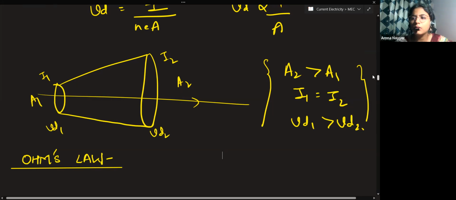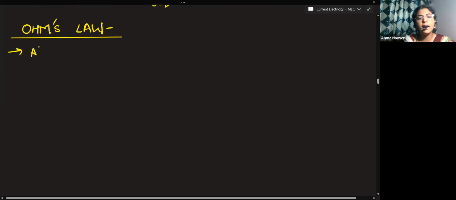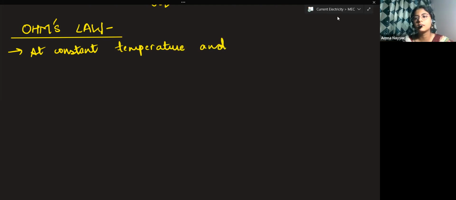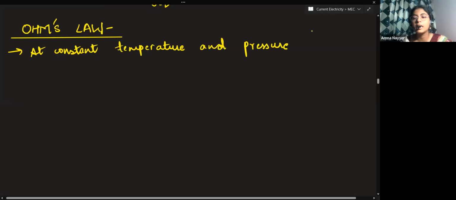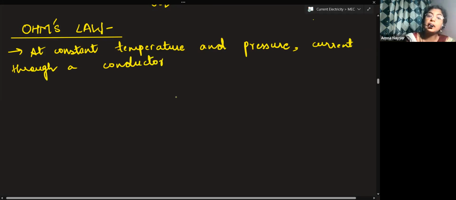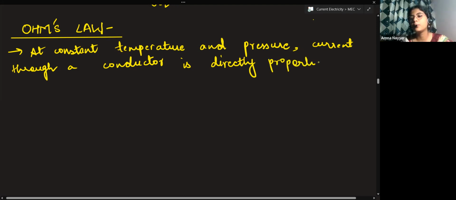So let me write down the law. It says that at constant temperature and pressure, the current through a conductor is directly proportional to the potential difference applied across its ends.